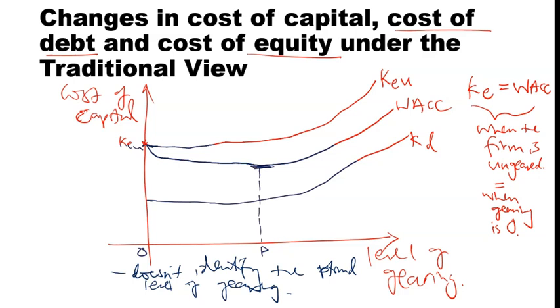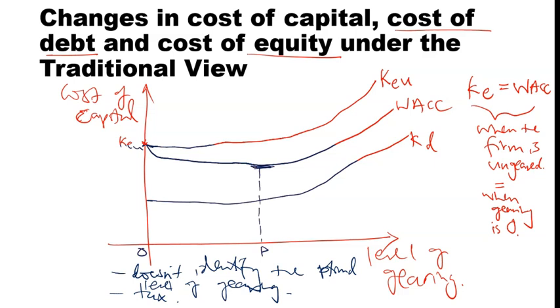The other shortfall is that this view does not take into consideration the impact of tax. It neglects tax. It doesn't put taxation into consideration. So that's one of the pitfalls of the traditional view.